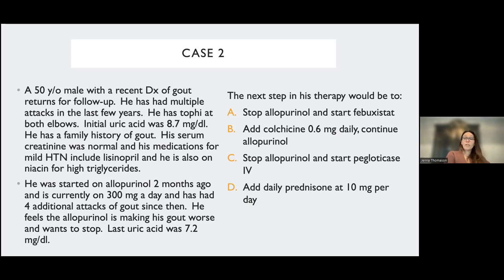So what do you want to do for this patient? Do you want to stop allopurinol and start febuxostat? Do you want to add colchicine one tab daily and continue his allopurinol? Do you want to stop allopurinol and start pegloticase because he has tophi? Or do you want to give him prednisone with an unclear endpoint?